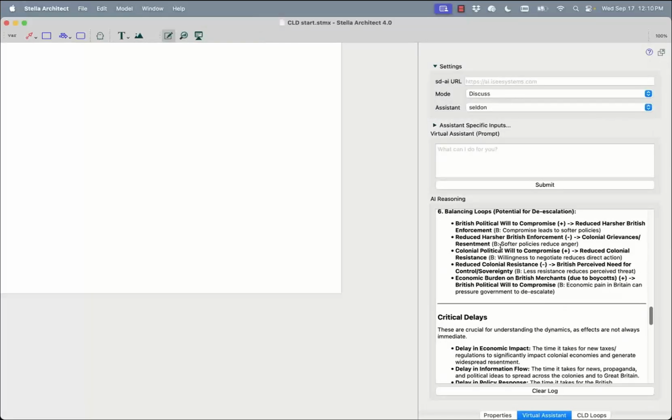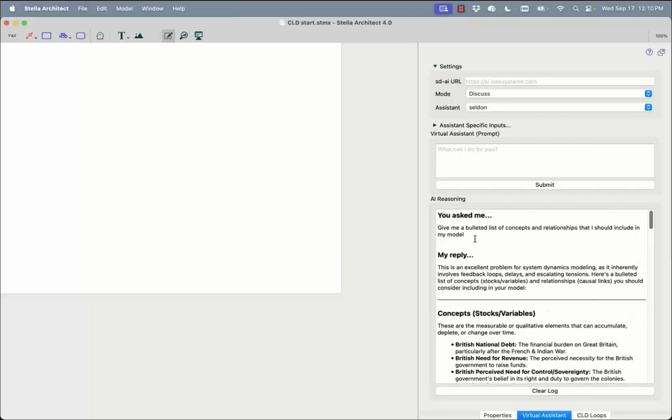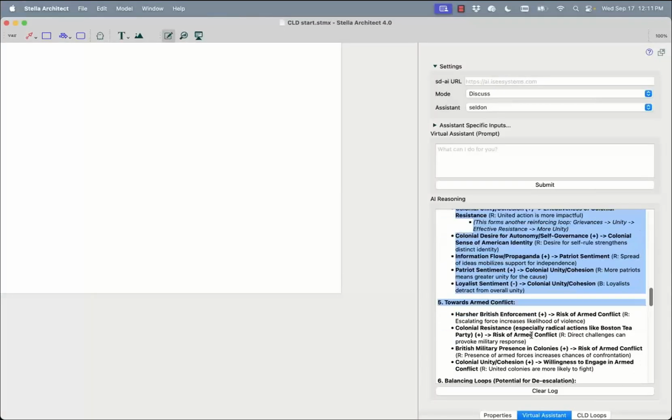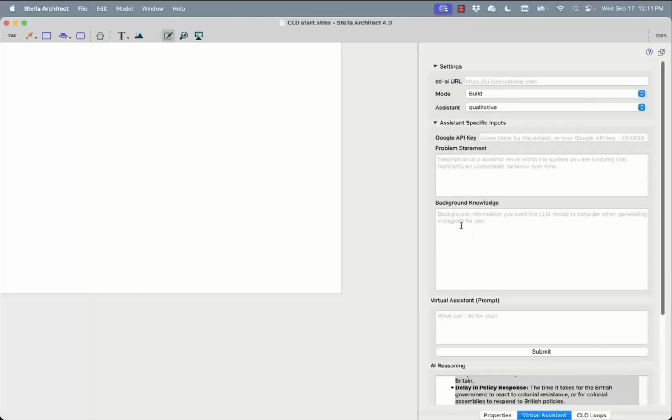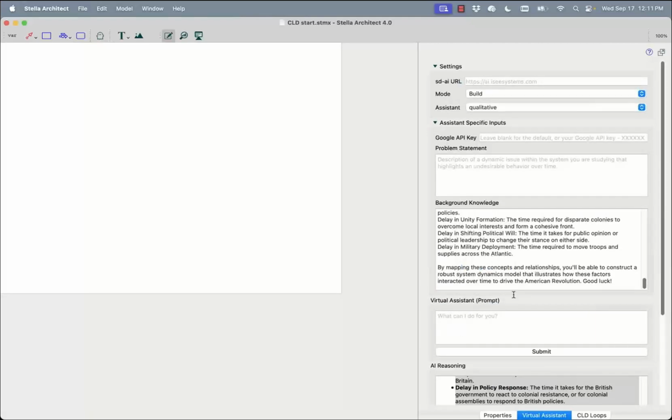The next thing I sent to the LLM was, give me a bulleted list of concepts and relationships that I should include in my model. So I can take all of that background knowledge and concepts and copy it directly out of the log. Trust me, I have read through this and made sure that it is accurate. Okay, so I'm going to move into the build mode, and I am going to paste that into the background knowledge.